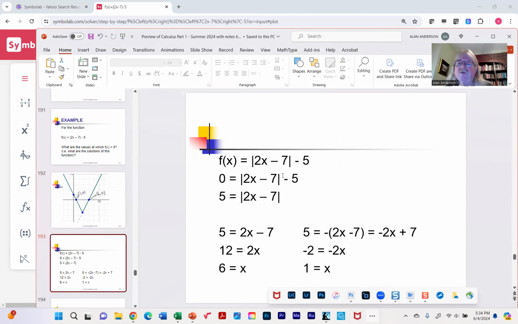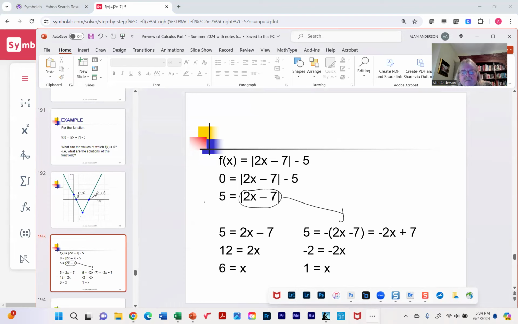All right. So first things first, what you should always probably do in these cases is simplify. I'll set this equal to 0 and then add the 5 to both sides. And now this implies that here 5 equals just 2x minus 7. On this side, though, it's 5 equals the negative of what's inside here. So you've got 5 equals negative (2x minus 7), or in other words, 5 equals negative 2x plus 7.